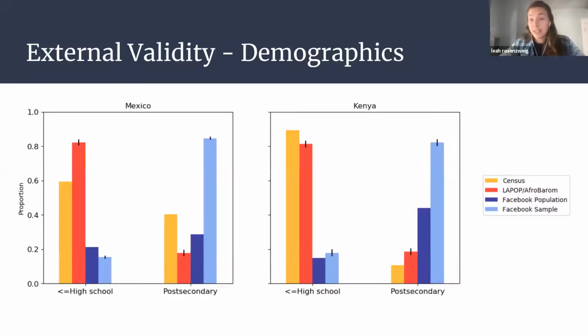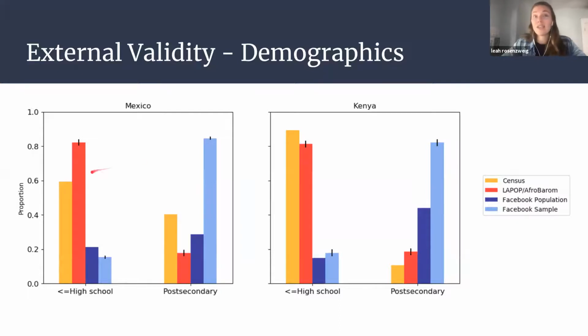Here, what we're looking at is education, which we found particularly hard to get diverse respondents from. So as you can see in both countries, based on the census and nationally representative surveys, there are many more people with a high school degree or less than there are with post-secondary degrees. But when looking at the Facebook population and our Facebook sample, it's flipped, right? So people on Facebook tend to be more educated.